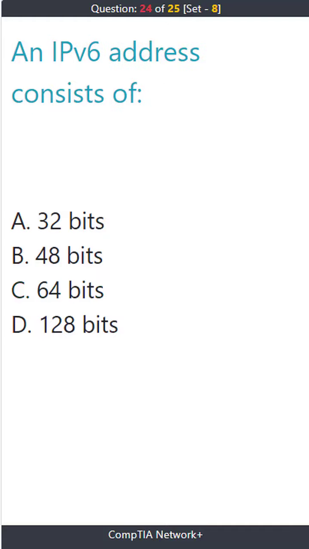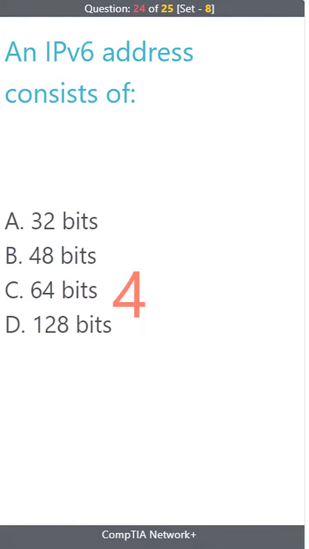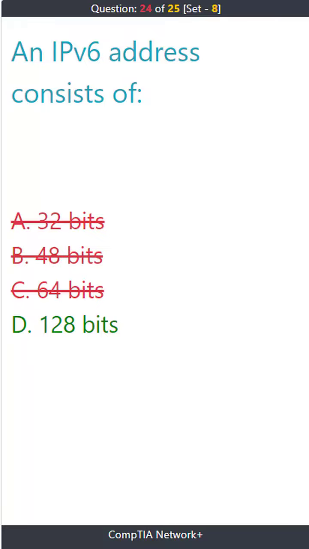Question 24. An IPv6 address consists of A. 32 bits, B. 48 bits, C. 64 bits, D. 128 bits. The correct answer is D. 128 bits.